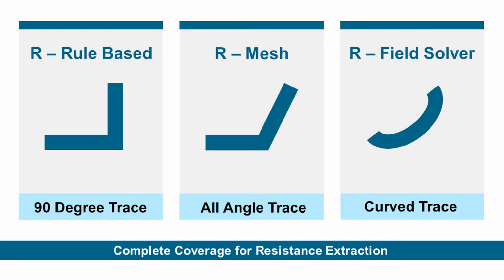Traditionally, capacitance was the main extracted parasitic element, and technology for capacitance extraction progressed rapidly. Resistance extraction was done primarily by rule-based techniques since metal traces only supported 90-degree turns. With recent advancements in silicon process technology and 3D IC packaging, all-angle and curve traces are possible. To support all-angle trace resistance extraction, a mesh technique is required, and for curve trace resistance extraction, a field solver is needed, as shown in the image.